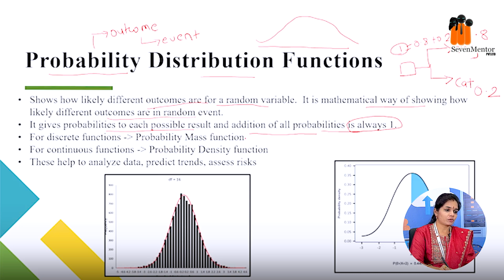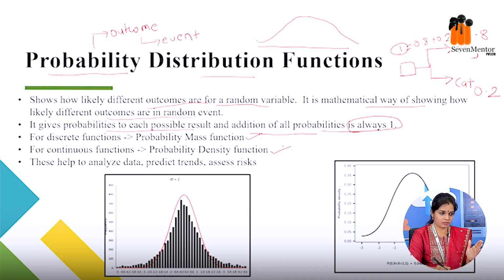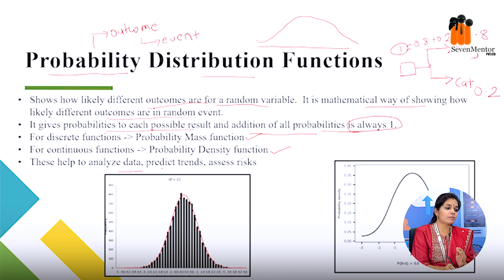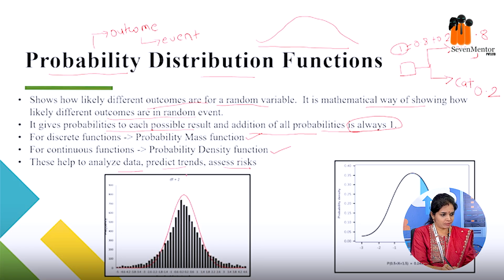The function associated with discrete is the probability mass function, and for continuous it is the probability density function. These tools, probability mass function and probability density function, help us analyze data, predict trends and assess risk. These trends we will be able to see in time series.